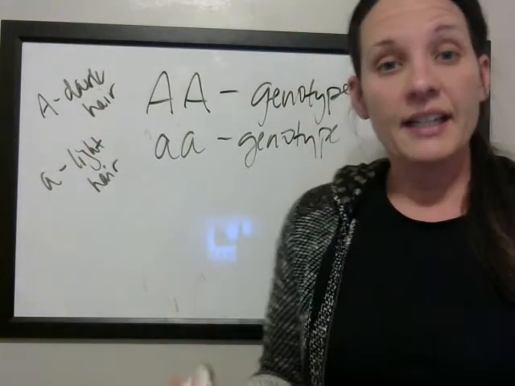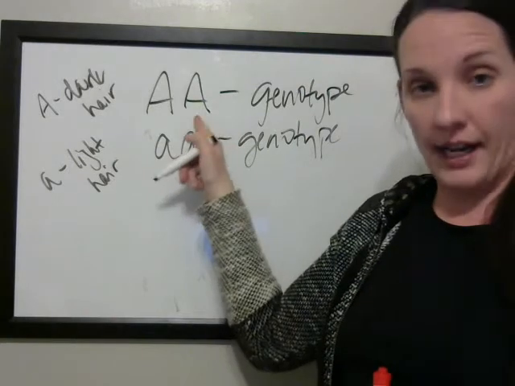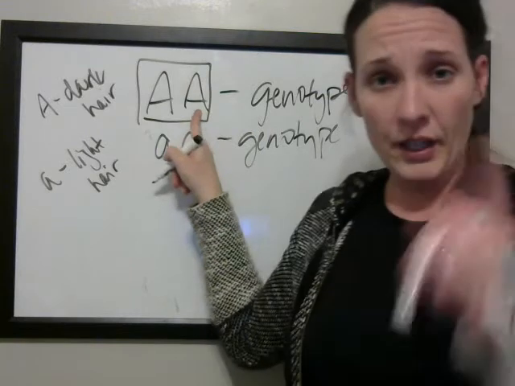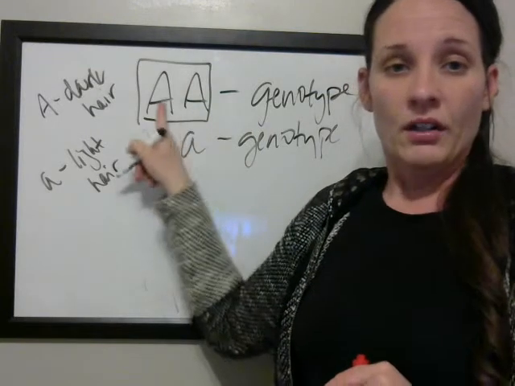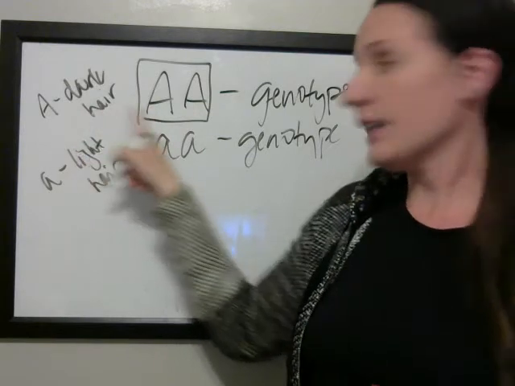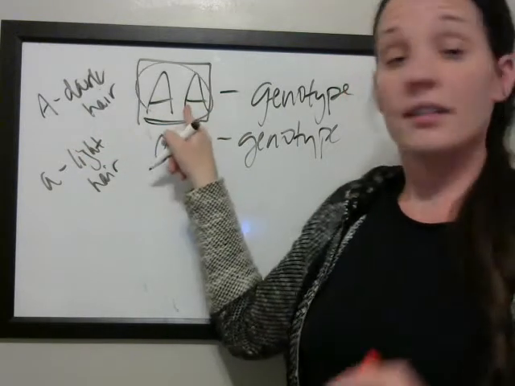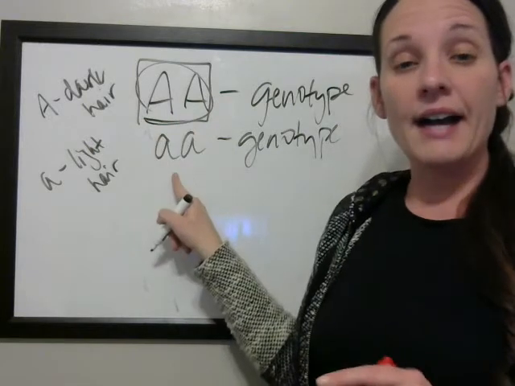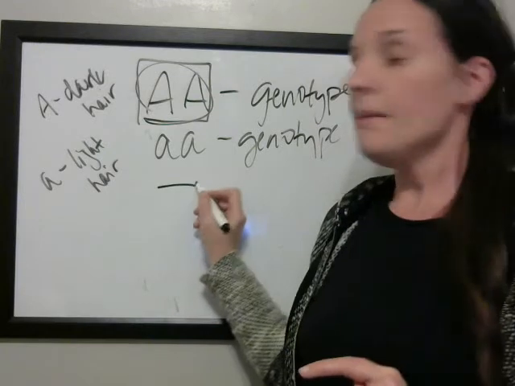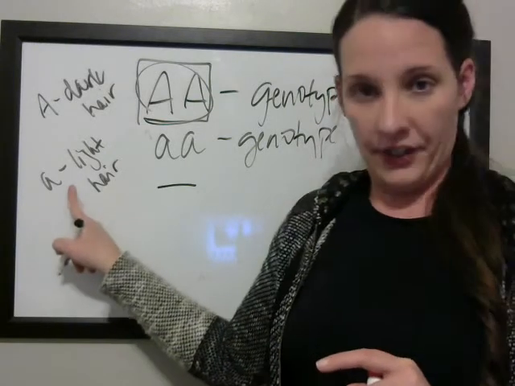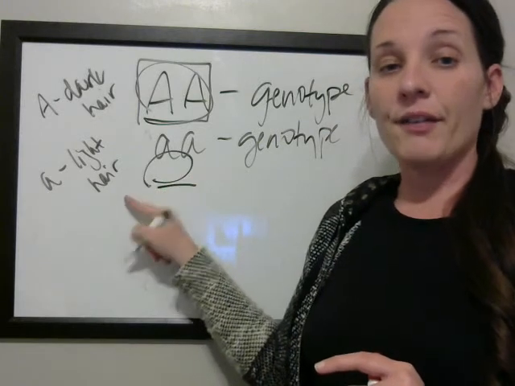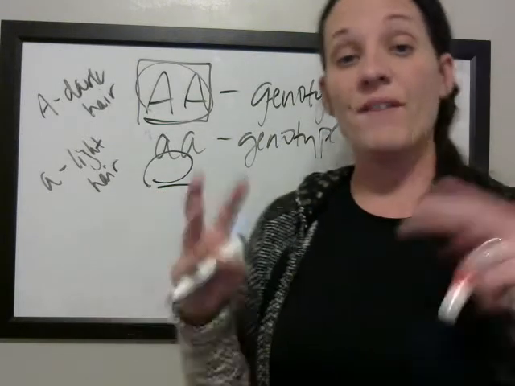What this means then is that my genotype is just looking at my letters. But if I have a big A, what color of hair do I have? Well, remember, big A stands for dark hair. So big A is always going to be dominant. In this case, this big A guy has dark hair. Now, little a's are going to be light hair. So the genotype is little a, and the phenotype is light hair.